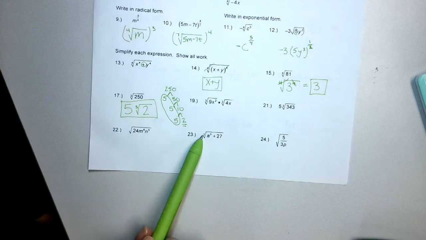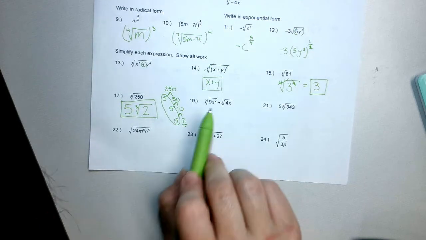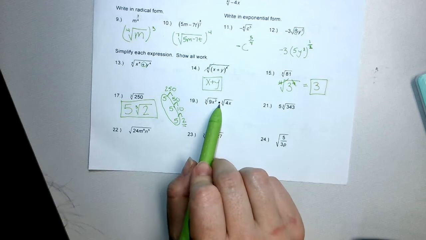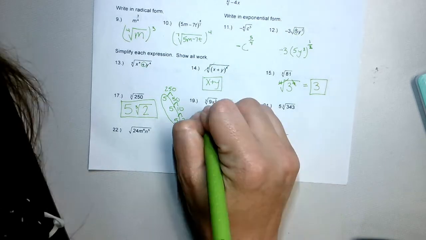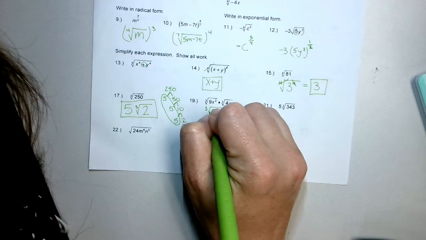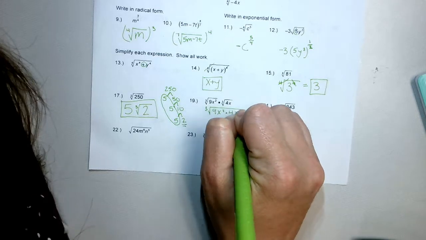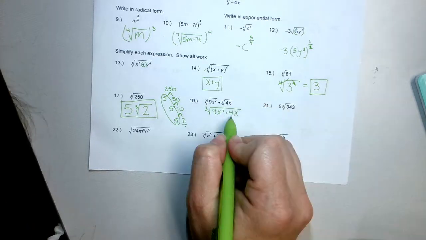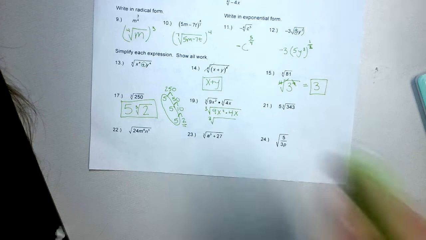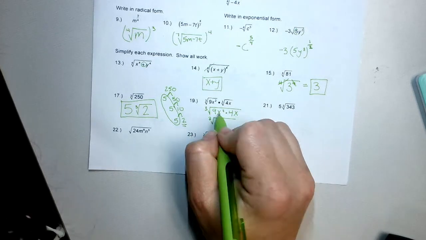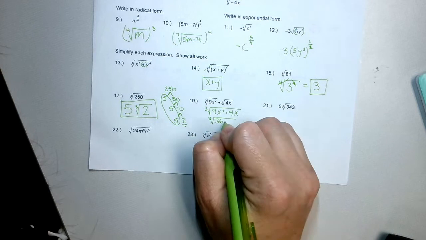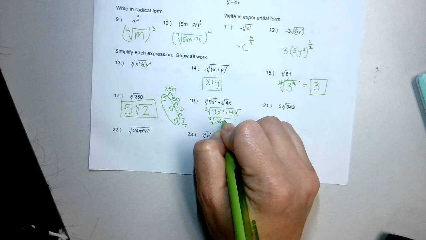Okay. Now here, they're both cube roots, and it's multiplication. Can I combine what's under the houses when multiplying? Yes. So this becomes the cube root of 9x squared times 4x. Well, what's 9 times 4? 36. And what's x squared times x? X cubed, right?